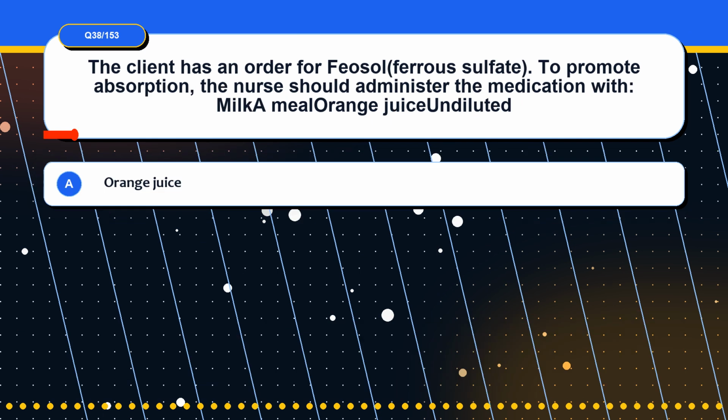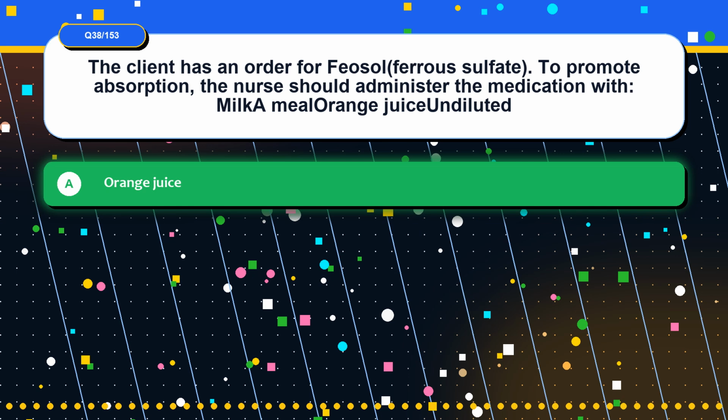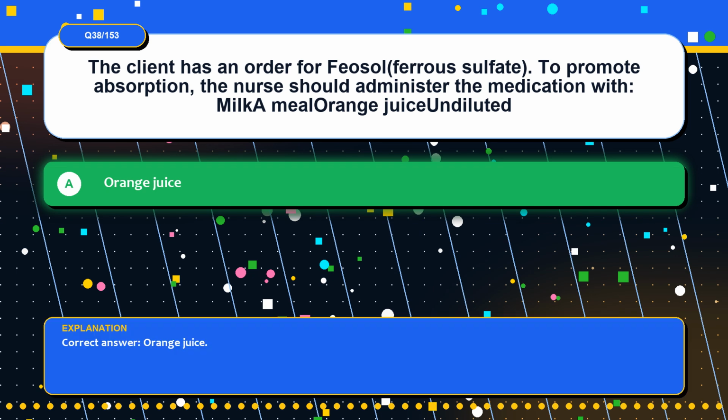Question 38. The client has an order for ferrous sulfate. To promote absorption, the nurse should administer the medication with milk, a meal, or orange juice, undiluted. Here are the options. Option A. Orange juice. The correct answer is option A. Orange juice.